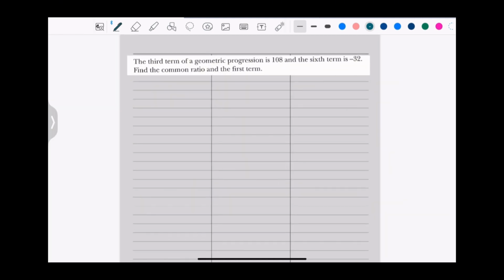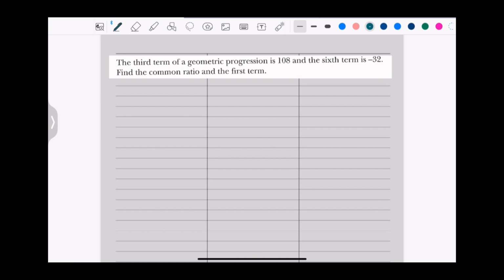Let's move on to the next one. The third term of a geometric progression. The first step is to make the data clear, and what it is asking for. So U3, the third term, is 108, and the sixth term U6 is going to be negative 32. Find the common ratio R, which we don't have, and the first term, which we need to find as well.